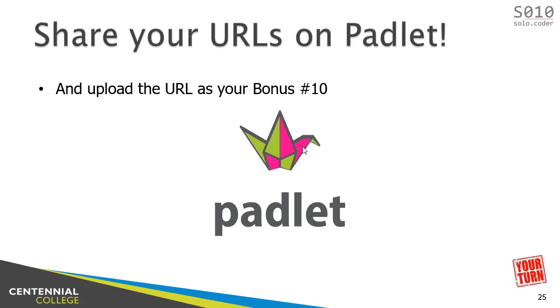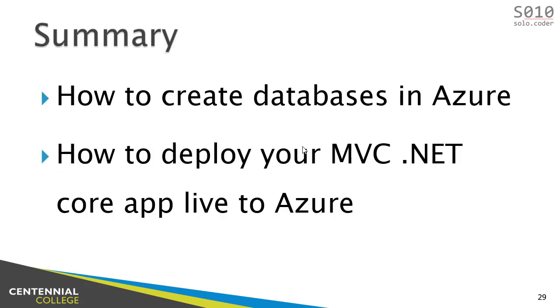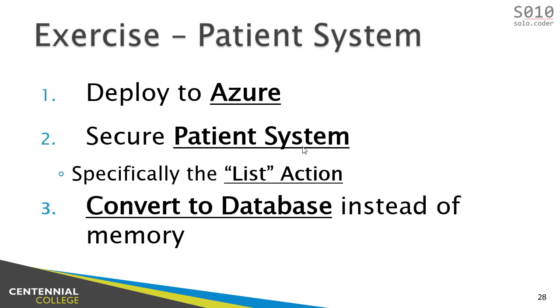So as I said, the idea is to go through Sports Store. Now, the other option is you can jump to Patient System, and of course you can skip Azure for now. This is just as an exercise: set up Patient System, make it secure to block list, and convert it to a database instead of memory. Again, I'm going to give you options here.